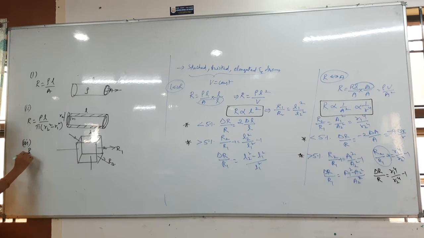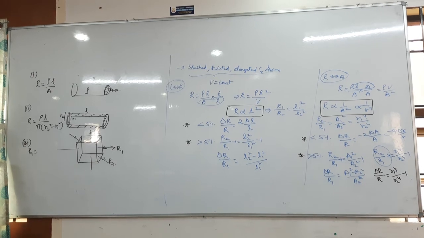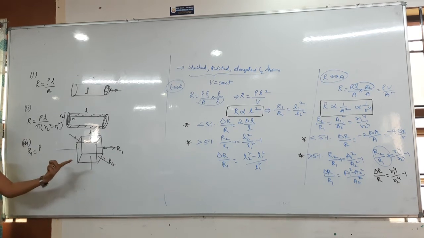R1 is equal to, find out R1 separately. R1 is equal to what you get? By observing only you can tell the answer. There is no need to do with a pen. Rho into, okay. R1 is covering how much length? A length only, right?